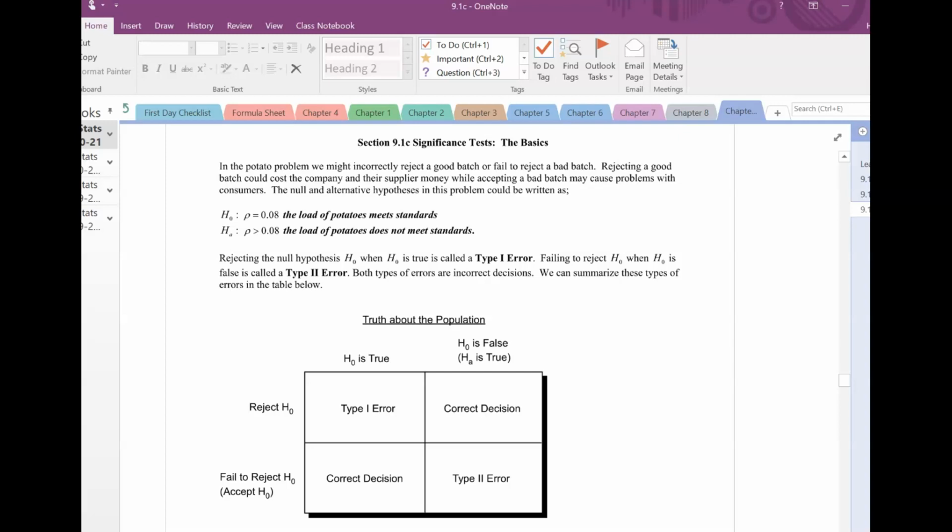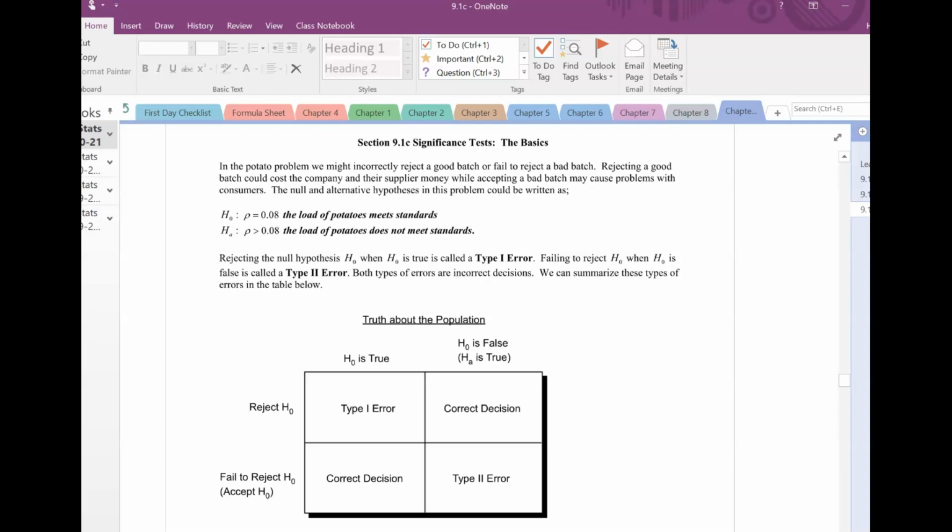Sometimes the consequences of the errors are about equal. Sometimes the consequence of one error versus the other is actually much more severe. So let's actually define these two types of errors. They're called a type 1 error and a type 2 error. The type 1 error is rejecting the null hypothesis when it is actually true.